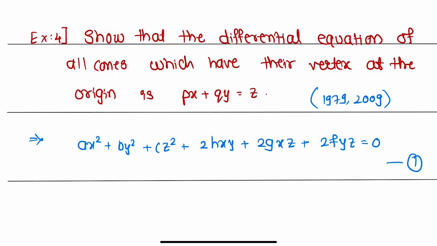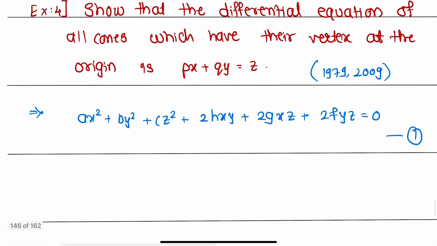To solve any such question, the first thing is that you should know the equation of a cone which has its vertex at the origin. The equation is ax square plus by square plus cz square plus 2hxy plus 2gxz plus 2fyz equals 0. Now, as usual, whenever we need to find a partial differential equation, we differentiate with respect to x and with respect to y, and then let us see what we have.